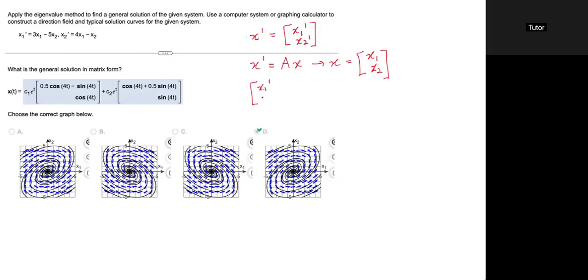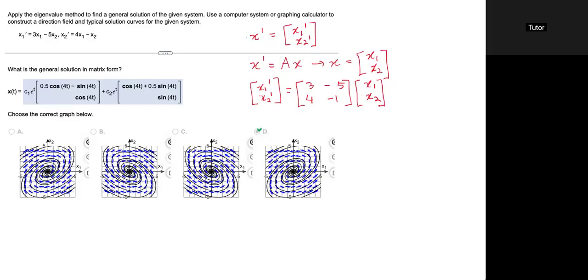So we can thus write this whole differential equation with x1 prime and x2 prime as x1 prime, x2 prime equals A, and the matrix A is simply the coefficients of these two equations. So 3 from over here, -5, and then on the bottom row, 4 and -1. And this matrix is multiplied by the x1, x2 matrix.